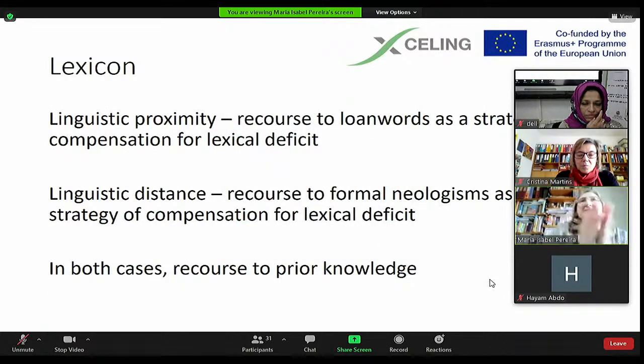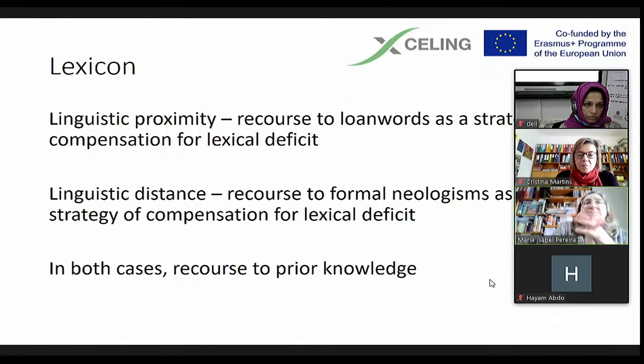So linguistic proximity tends to the use of loan words as a strategy for compensation of lexical deficits. That means that, for instance, and I am going to use the extremes, Spanish learners pick in Spanish the lexical items they need to communicate, whether their choice is correct or incorrect.